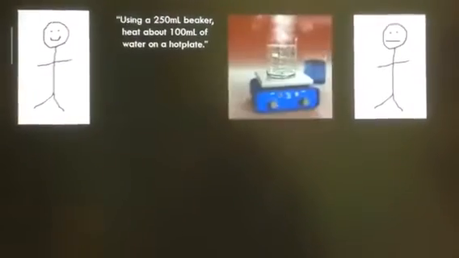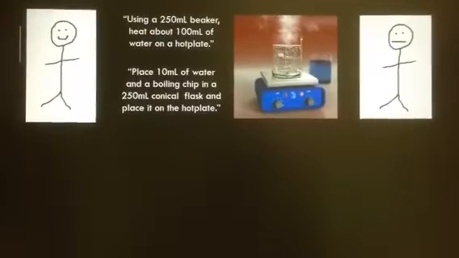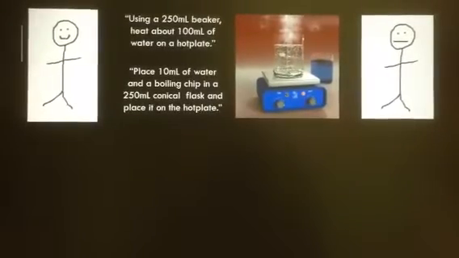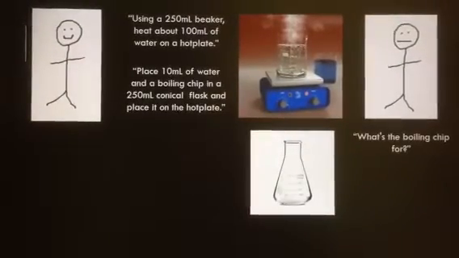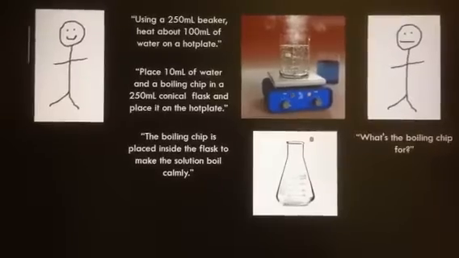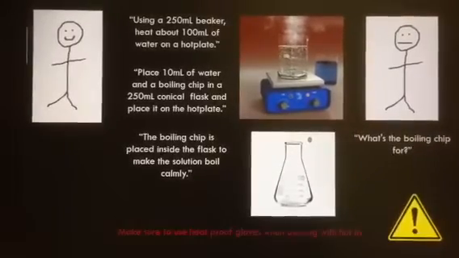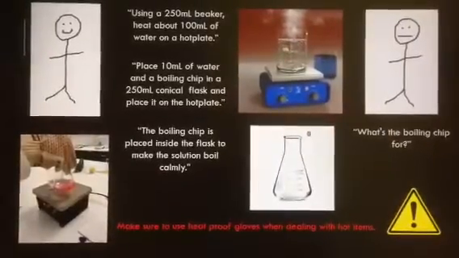Using a 250 ml beaker, heat about 100 ml of water on a hot plate. Place 10 ml of water and a boiling chip in a 250 ml conical flask and place it on the hot plate. What's the boiling chip for? The boiling chip is placed inside the flask to make the solution boil calmly. Make sure to use heat-proof gloves when dealing with hot items.